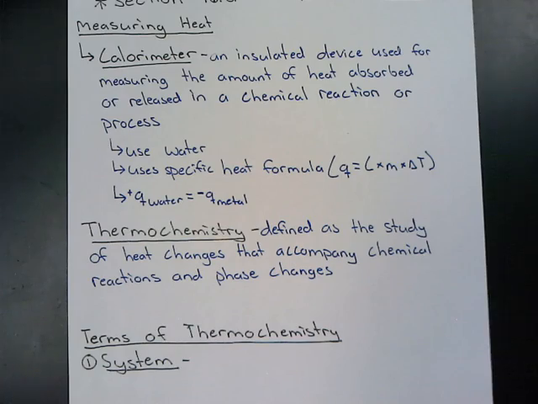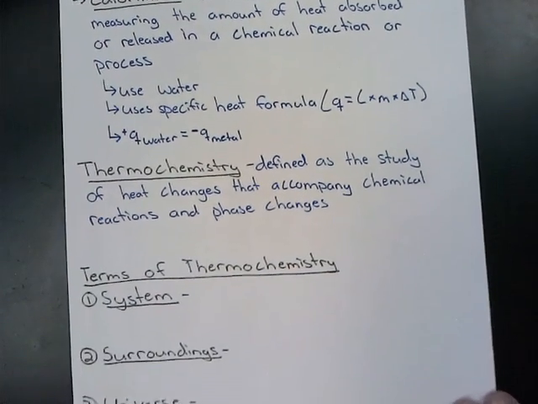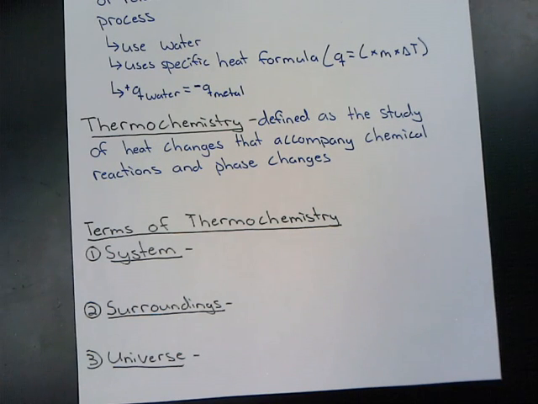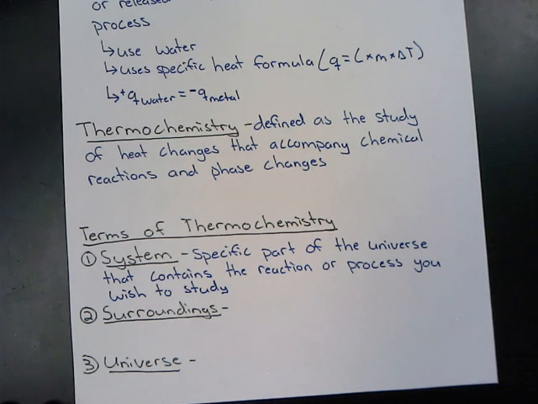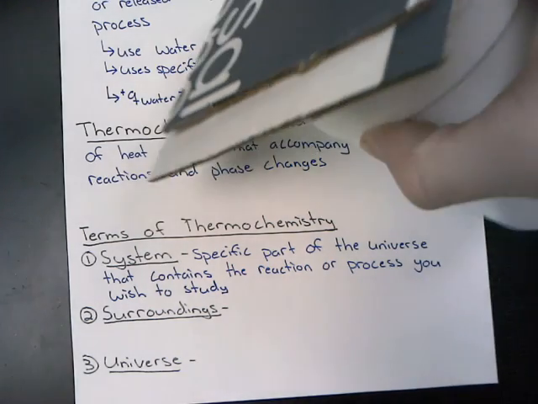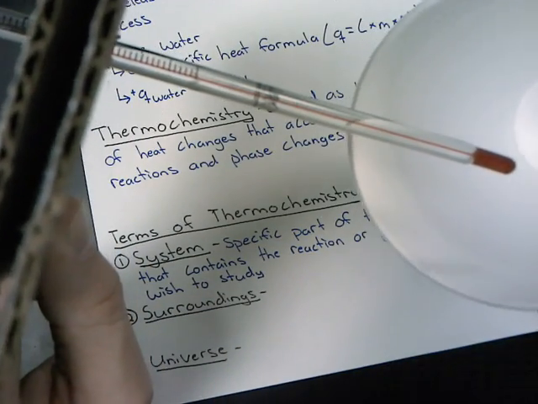Now, with thermochemistry, we have to be specific about what we are talking about. So there are three different terms associated with thermochemistry. The first of which is the system. The system is the specific part of the universe that contains the reaction or process we wish to study. So with that in mind, if we were to get this calorimeter that I have sitting out here, the system would be the contents, the only thing that's in this particular coffee cup calorimeter.